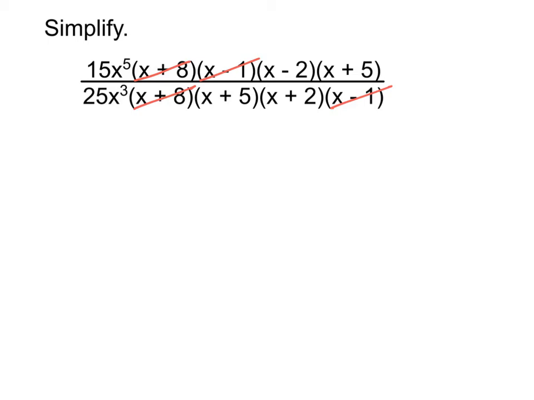X plus 5 on the top. Is there also one on the bottom? Yes, there is. So those will cancel out. And so notice the parentheses cancel out really nicely if you have it in factored form.